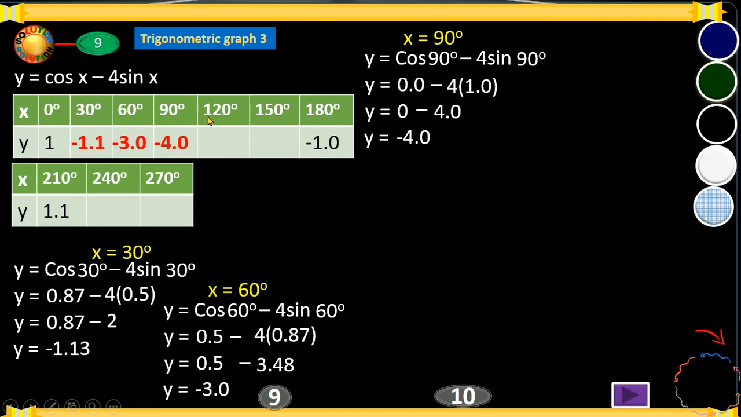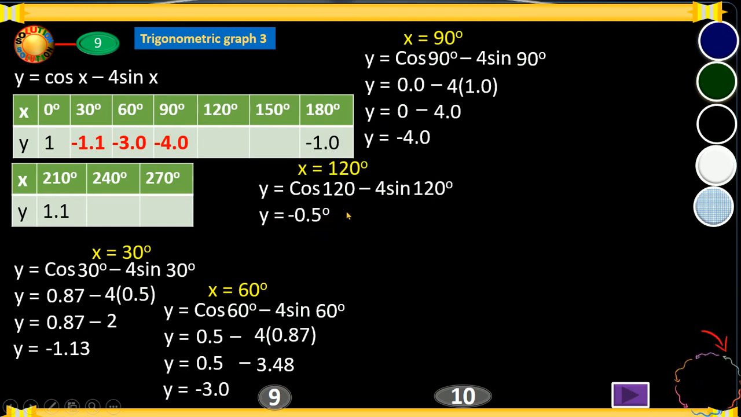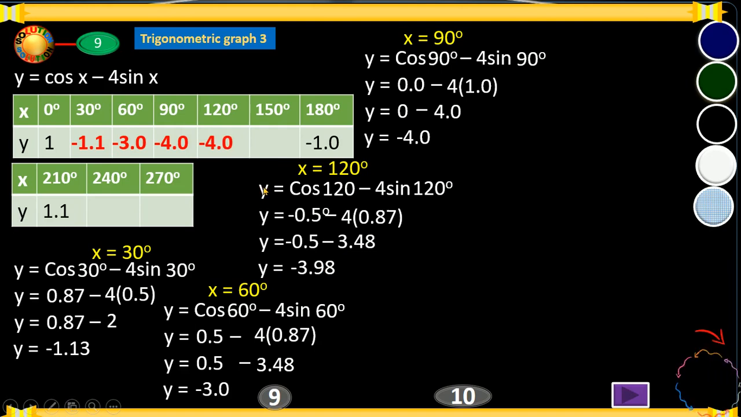Then we are going to find the value of y when x is 120 degrees. So if x is 120 degrees, we replace this with 120, and we replace this with 120. Then y is equal to cos 120, which will give us minus 0.5, and then sin 120 is 0.87. Then we are going to simplify that again. Minus 0.5, then minus 3.48. Then y will be equal to minus 3.98, which is approximately minus 4.0.